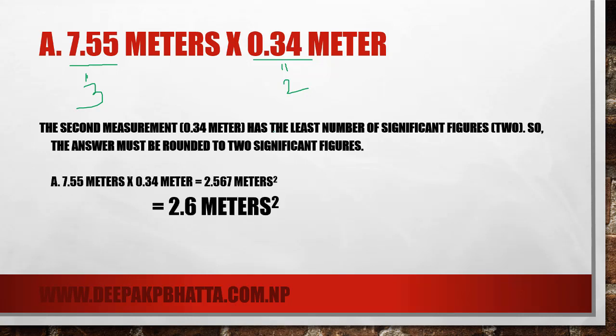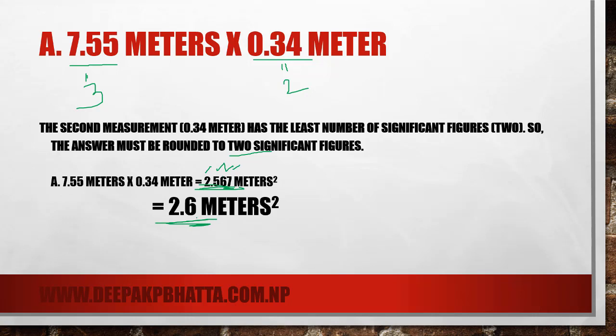The answer, if we multiply these numbers, should be 2.567. This is in four significant figures: 2, 5, 6, and 7. We have to make this answer in only two significant figures. That's why, removing these last digits, the final answer is 2.5, and the 5 is converted into 6 here. Okay, 2.6 meters. This is the final answer.